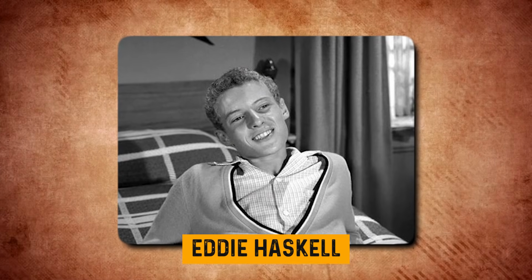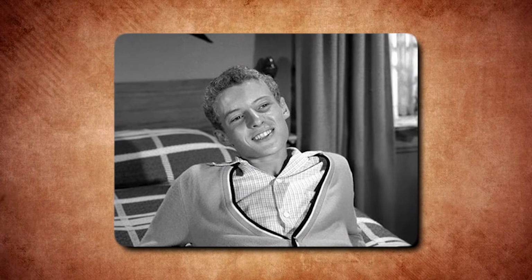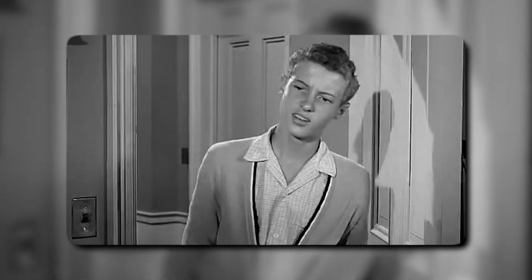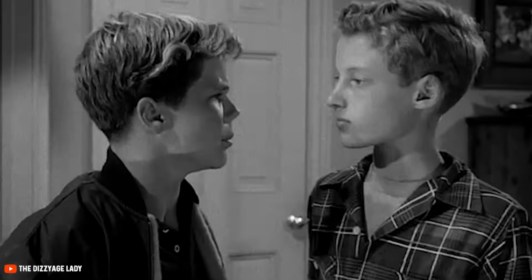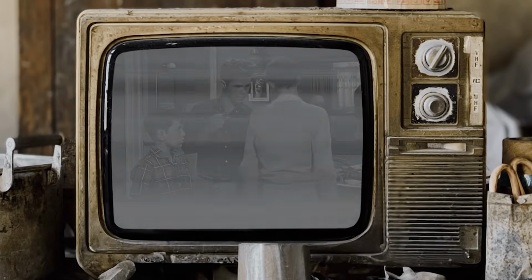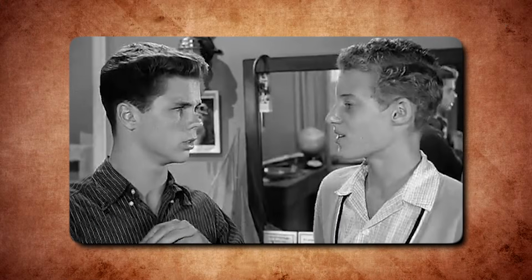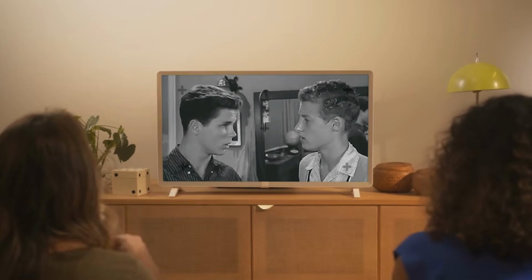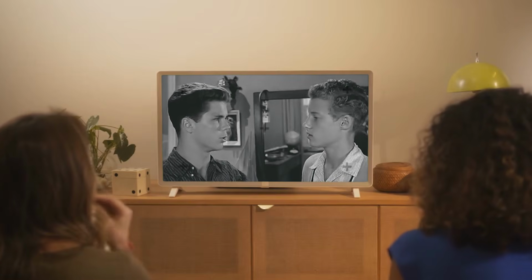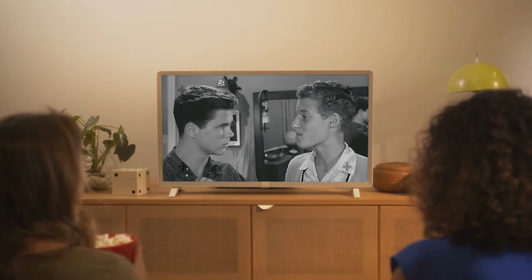Eddie Haskell, who was already known for causing trouble as a teenager, has become even less trustworthy as an adult. He now runs a construction company that does poor work and damages the foundation of Wally's new house. The situation leads to a heated confrontation between the two former friends, showing a much harsher side of their relationship than viewers had seen in the original series.